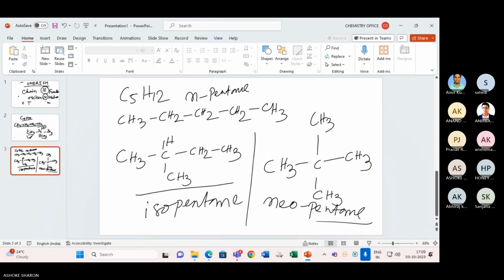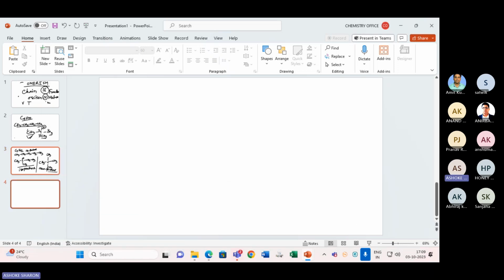Okay. So next I will discuss another interesting one, the positional isomerism. Positional isomerism means different compounds belonging to the same homologous series with the same formula, same carbon, but different position of the functional group. The functional group position will be changed now.